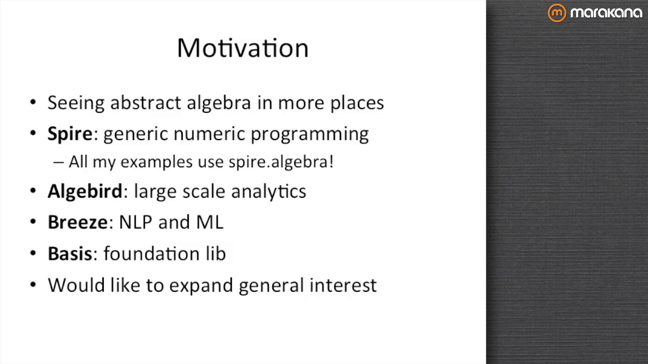I'm also seeing it in a lot of other libraries, like Algebra from Twitter, which focuses on large-scale analytics, and they have a lot of type classes for abstract algebra concepts and use them for big data, which is cool. Breeze is a library that's focused on NLP and machine learning, and they have a lot of this type of stuff as well. And there's also Basis, a library by Chris Sachs, which seems to have a whole ton of nifty things in it. But he has some of these things as well, and I figure, let's try to get the word out to the broader audience and get people all talking about the same thing.